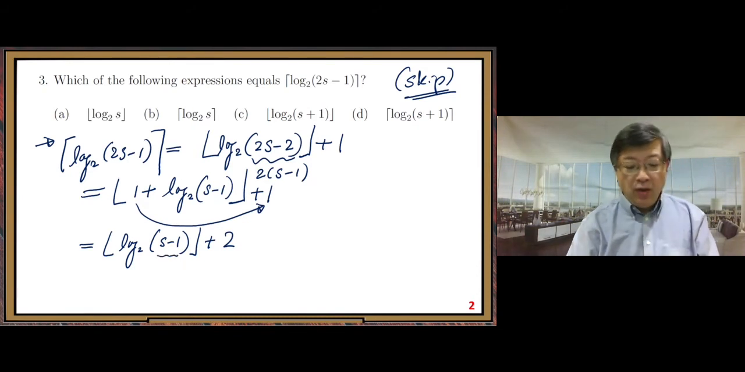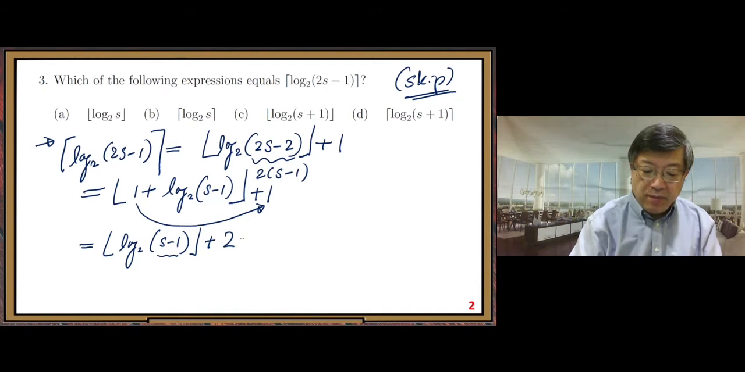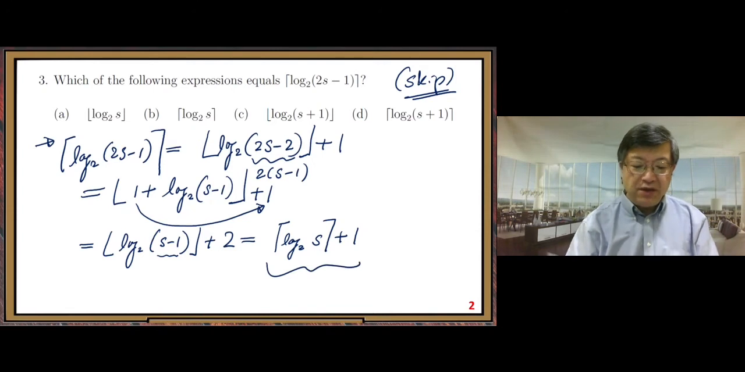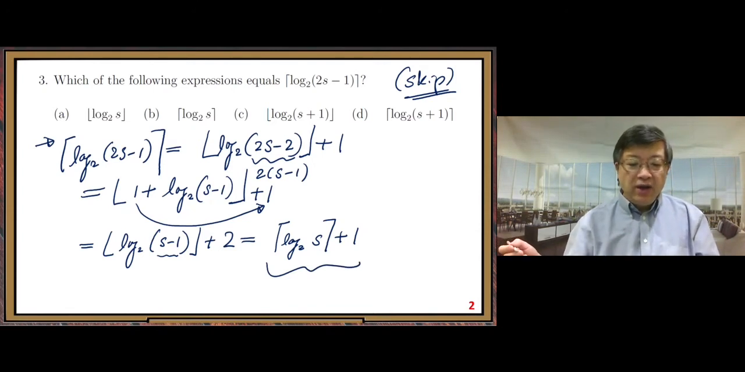here, we need to go back to another version. Log base 2, s minus 1 plus 1. So that's s, right? Yeah, that's s. But we still have plus 1, right? Now, this expression, can you find it anywhere in the given options?